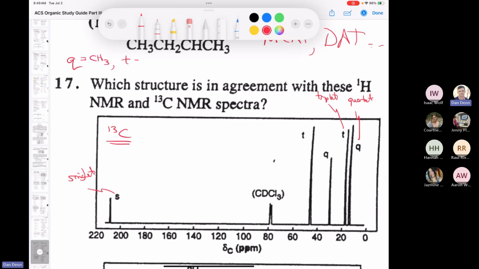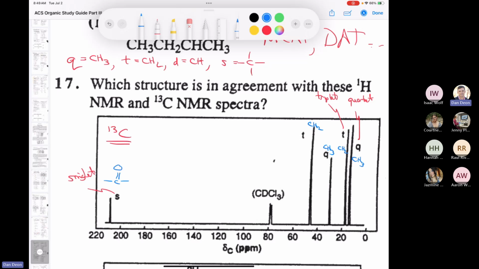If it says T above it, that means it's a methylene. If it says doublet, that would mean it's a methyne. We don't have any of those. And if it's a singlet, that means it's a carbon that has no hydrogens attached to it. So that tells us that we have methyl, methylene, methyl, methylene, and then this one here has no hydrogens attached to it, but it's all the way up at 200. So that tells us that it's a carbonyl of some sort, okay?